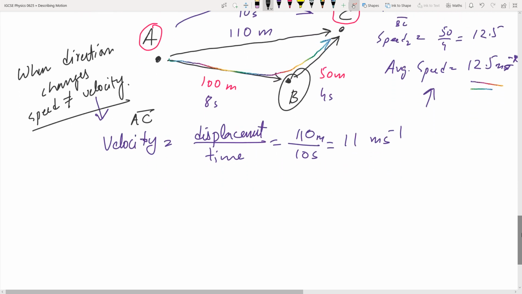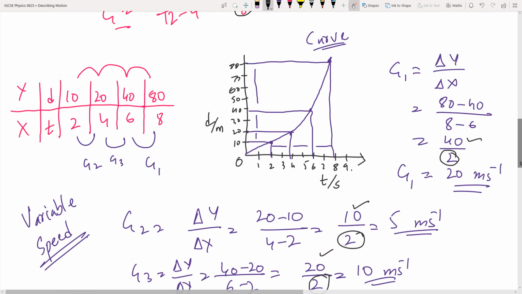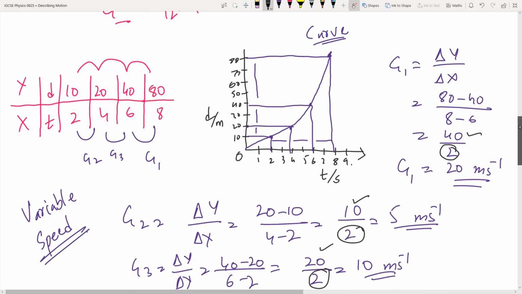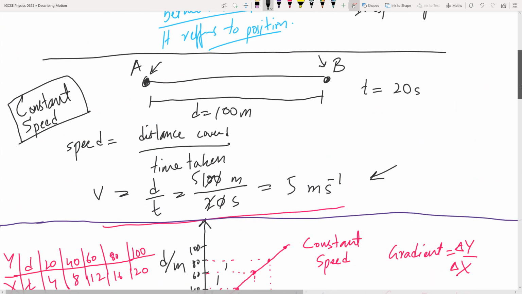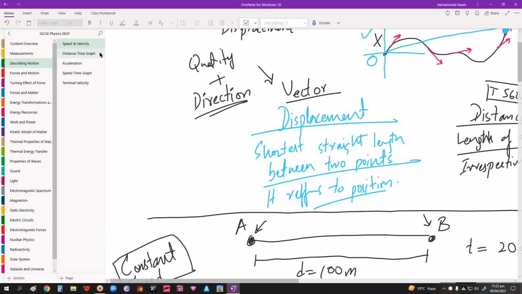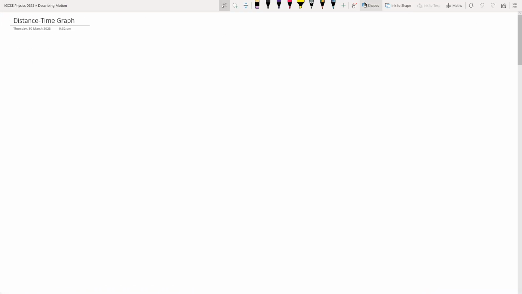So this is a bit of understanding what speed and velocity is. Now there are several ways in which we can discuss this. I will definitely discuss this more deeply when we're discussing the graphs. So let's get into speed time graphs now entirely. So first, distance time graph. So what is a distance time graph? We are going to discuss again.